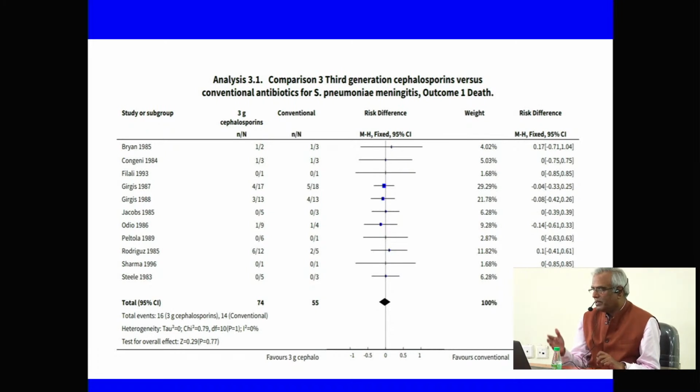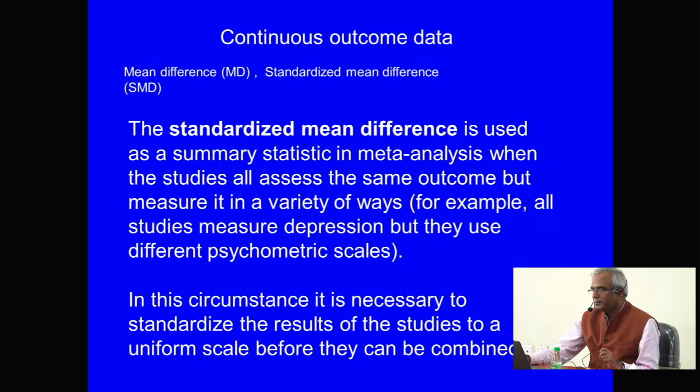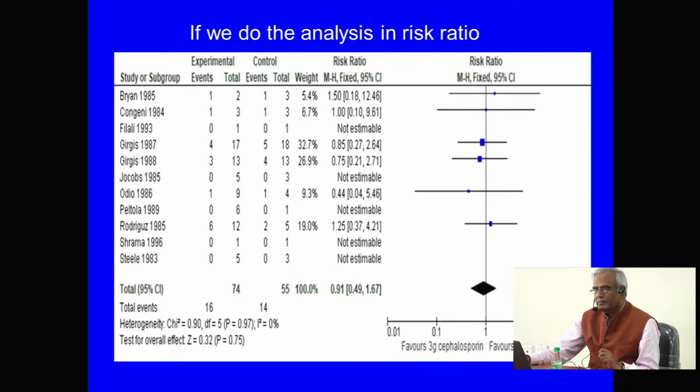But it was so homogeneous, I square of 0%, that we were very comfortable in adding it up. And therefore, one should not go with the idea that always the risk difference gives larger heterogeneity. Sometimes it is the only measure which can be used. If you do it like risk ratio, then you lose all the studies with 0 events. It will not calculate. This is the same software. You can't calculate.